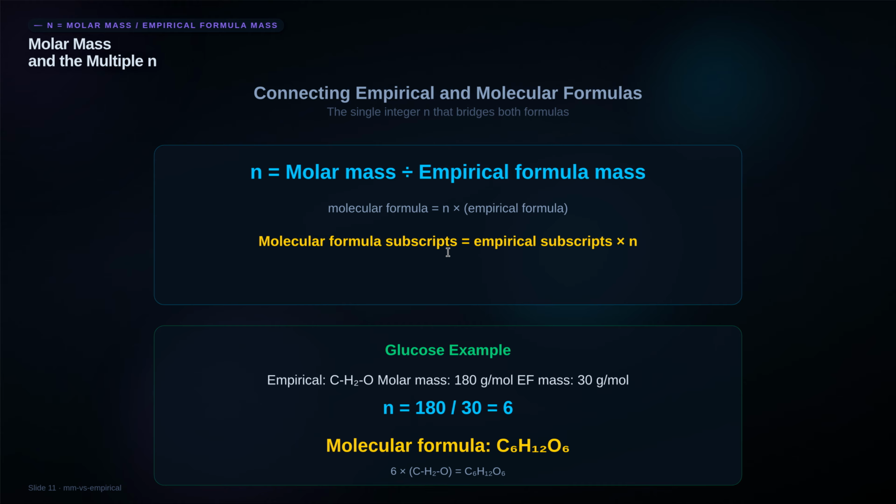The molar mass is the actual mass of 1 mole of the molecular compound, typically measured by mass spectrometry or determined from colligative properties such as freezing point depression or osmotic pressure. Once you have both, divide. For glucose, the molar mass is 180 grams per mole, and the empirical formula mass is 30. So N equals 180 divided by 30, which is 6. That is why glucose is 6 times its empirical formula. The whole number answer is the magic number that converts the empirical formula into the true molecular formula.